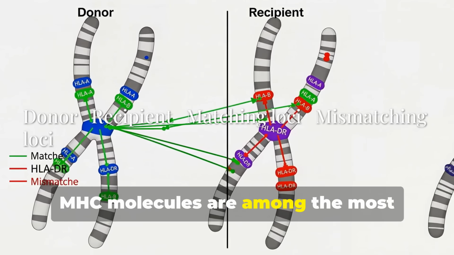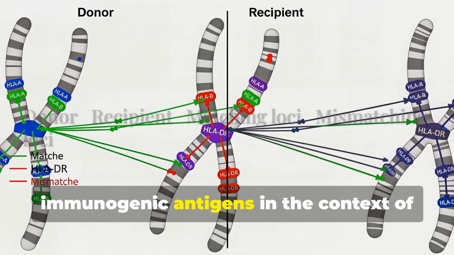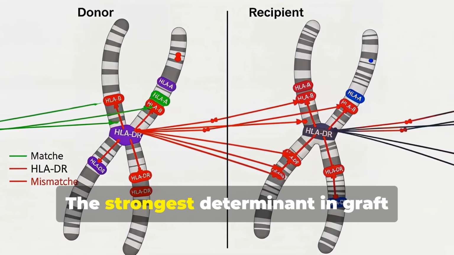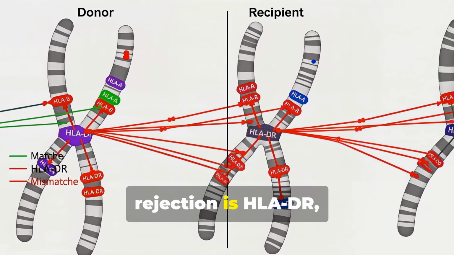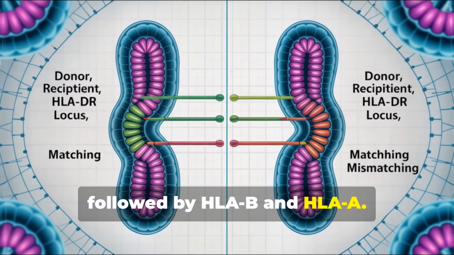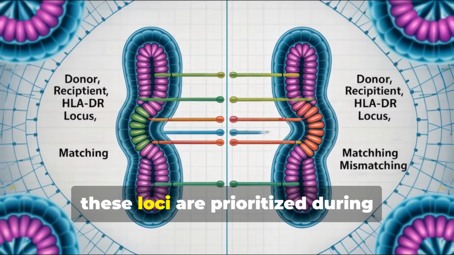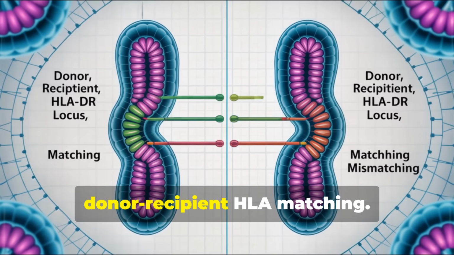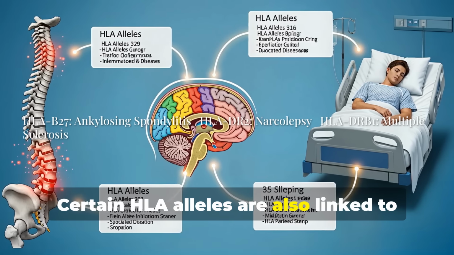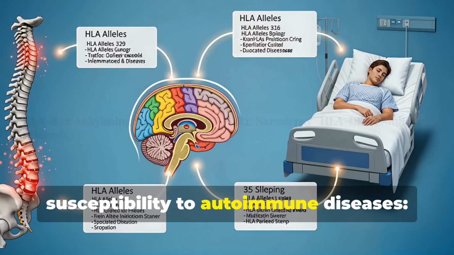MHC molecules are among the most immunogenic antigens in the context of allogeneic transplantation. The strongest determinant in graft rejection is HLA-DR, followed by HLA-B and HLA-A. Accordingly, these loci are prioritized during donor-recipient HLA matching. Certain HLA alleles are also linked to susceptibility to autoimmune diseases.